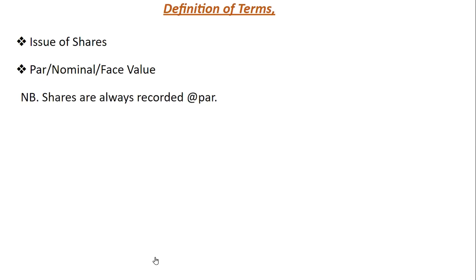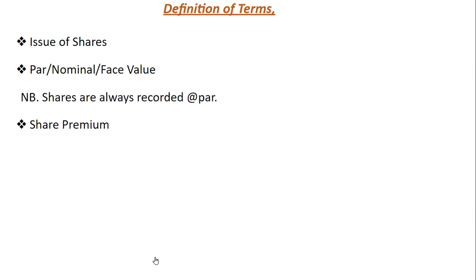Definition of terms. Issue of shares. This is a process where a company makes available shares for sale. Par, or nominal, or face value. This is the value of each individual share as shown on the share certificate. Point to note, shares are always recorded at par in the company records.